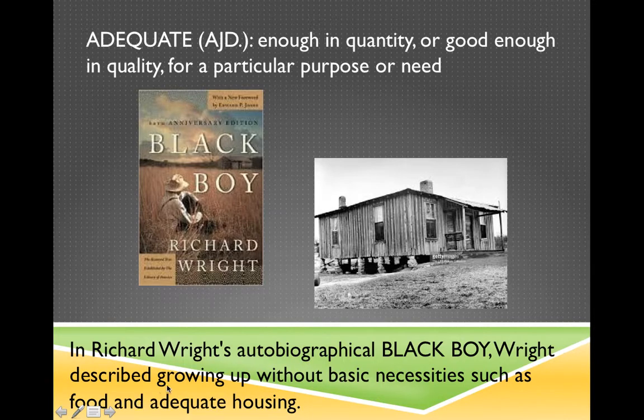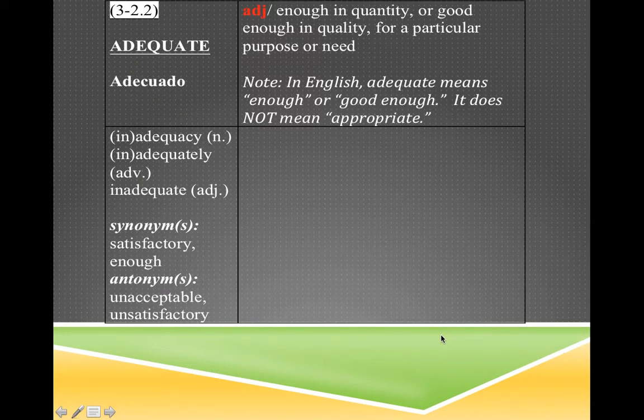But in this case, growing up without, here we have the negative, that makes it already negative. Without, it's already negative. That's why we don't use inadequate housing, because we already have the negative form in the sentence. He grew up without adequate housing. So the quality of the house was not there. It just wasn't good enough. They were poor. Right? Not enough needs and not good enough housing. Okay, notice that we do not use it as appropriate, but as enough or good enough.